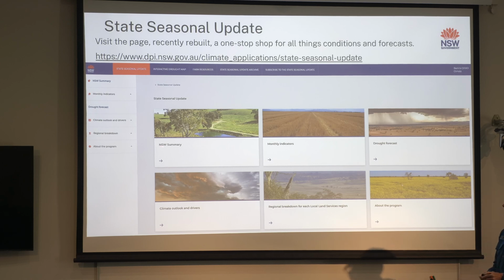We have a New South Wales summary. We have what the indicators of rainfall, soil water, and pasture growth rate are doing. This is brand new, only released this week, and it's called a drought forecast. Looking forward 3 months from now, what will conditions likely look like and where will we be on the drought indicators? Direct linkages to the climate drivers, so if you want to know what El Nino is doing, ENSO, the Southern Annular Mode, the SAM, all those things. Regional breakdowns by LLSs, etc. It really is a magnificent one-stop shop to navigate into.